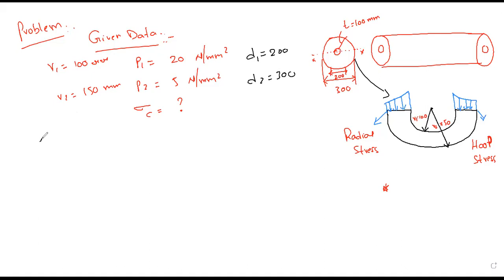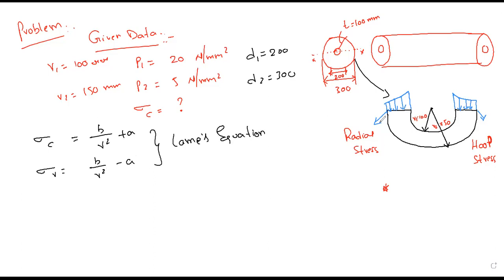So what are the equations? Your circumferential stress is B by R square plus A, and radial stress is B by R square minus A. These two are the Lame equations which we require to calculate the stress variation along its thickness. Right. So first let's see the boundary conditions. What are the boundary conditions? Okay, so first boundary condition at R is equal to 100 mm.